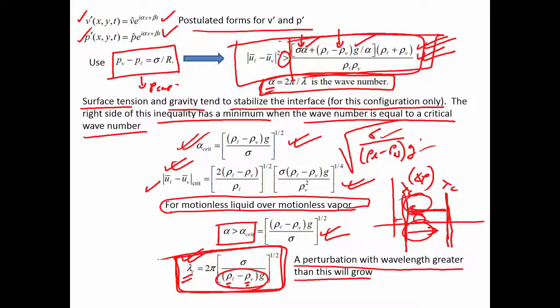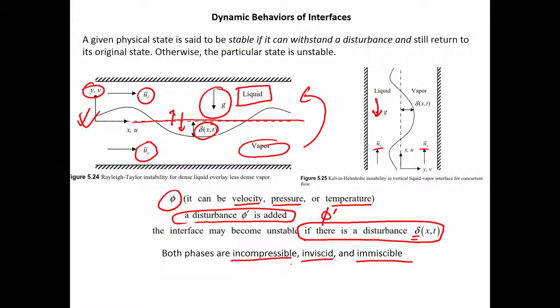You should always remember that surface tension and gravity here try to stabilize the interface. So, you have to fight against them, and that is exactly what you are doing here by making your wavelength greater than that. This particular phenomenon has a celebrated name: it is called the Rayleigh-Taylor instability.